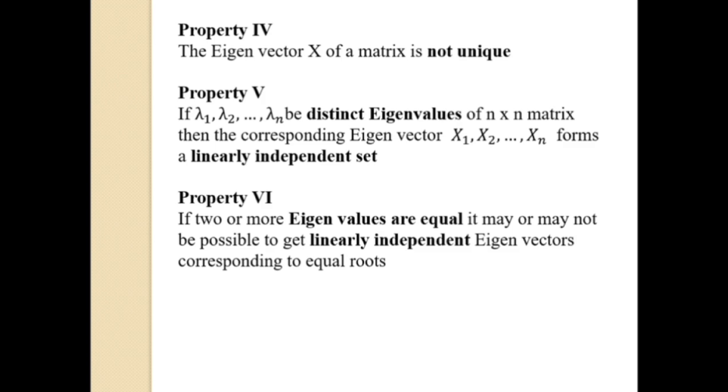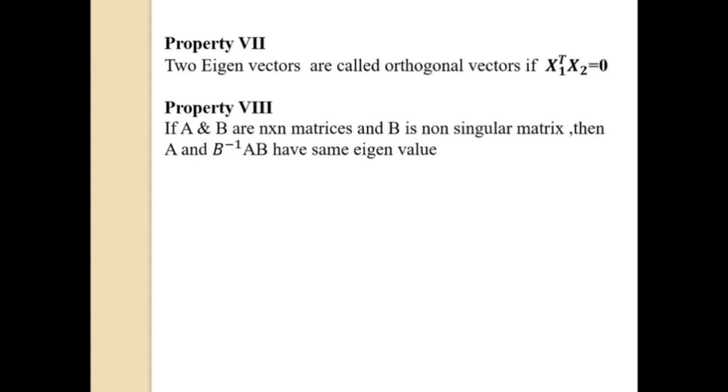So, if there are n distinct eigenvalues, then the corresponding eigenvectors are said to be a linearly independent set. Property 6. If two or more eigenvalues are equal, it may or may not be possible to get linearly independent eigenvectors corresponding to equal roots. Property 7. Two eigenvectors are orthogonal if x1 transpose x2 equal to 0.